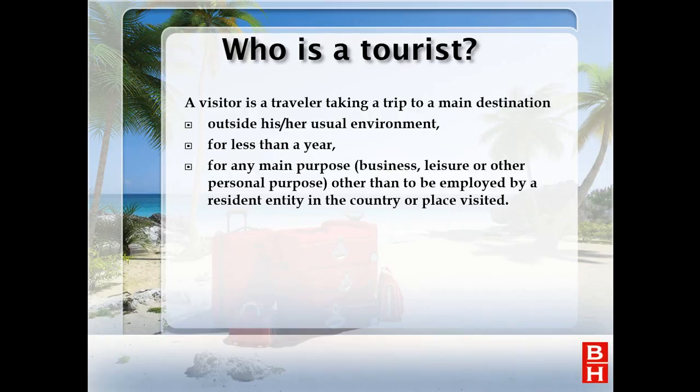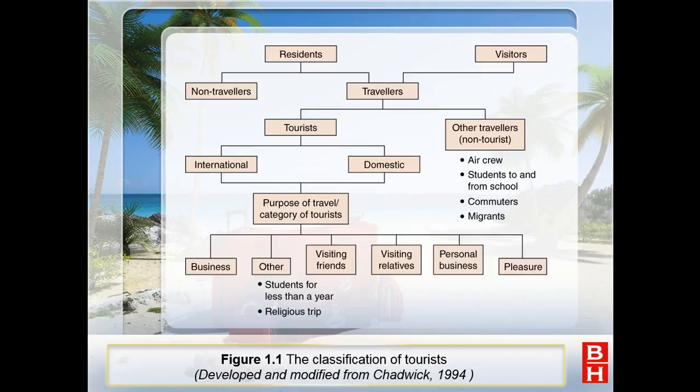So there are three parts in this definition. The first one is that the person has to go outside of his or her natural environment. The second part is that it has to be less than a year, and the last part is focused on the purpose of the trip. It has to be something other than work that you're getting paid for. So these are the three components of the definition.